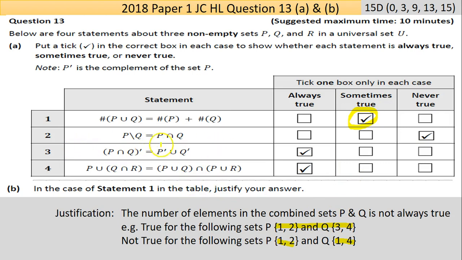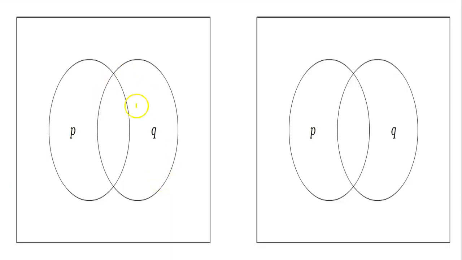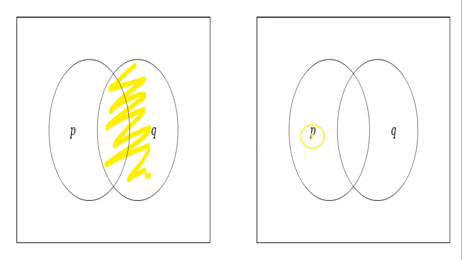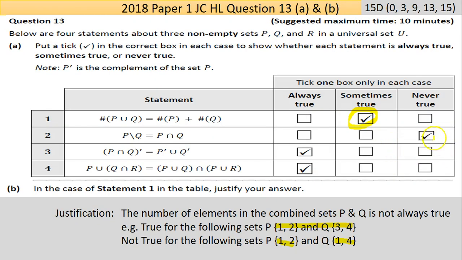Now the second one here, I was going to go back a step. It says there P less Q means P take away Q. So let's identify that first. I've put in two sets here, P and Q. So P take away all of Q, that's what we're talking about. Is that the same as P intersection Q? P intersection Q is the middle bit here. Are they the same? No. So we go back, and it'll never be true, no matter what the elements are.